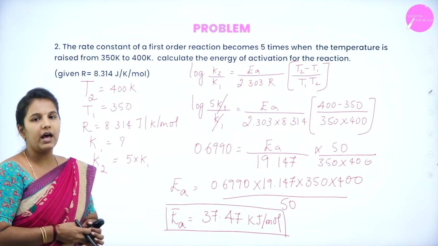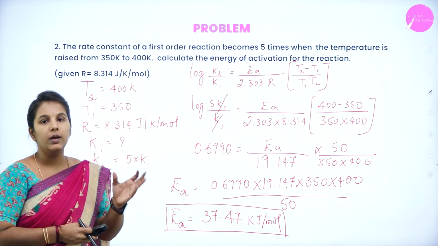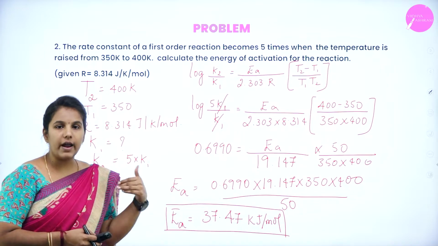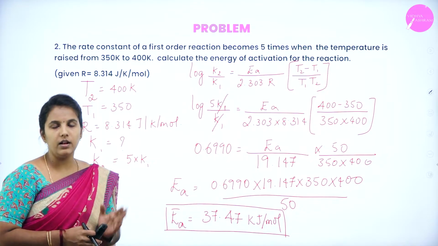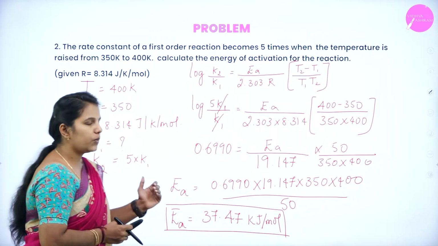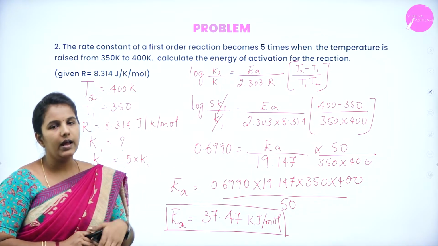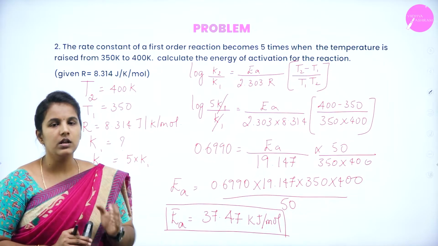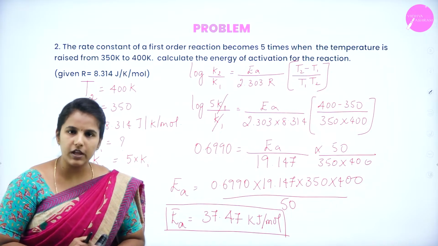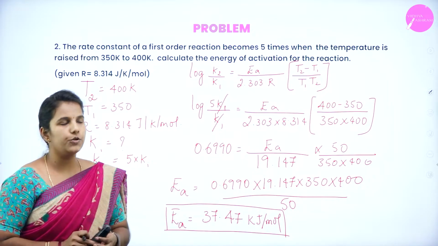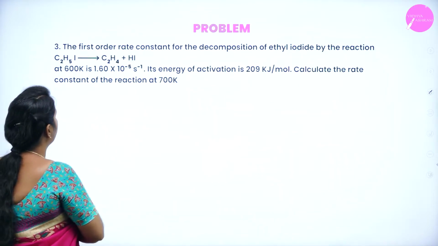So here they have not given the K2 value, but I have considered it is 5 times greater than the K1. That is why I have cancelled out the K1 and K1 and I have found out the log 5. Okay, and I have done the remaining numericals to get the value of EA. Hope you all understood this numerical. Next we'll solve another one.